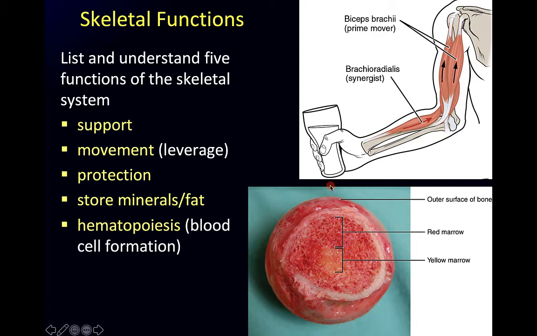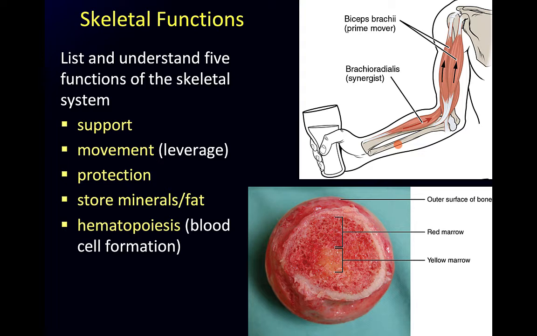We also store some fat in the yellow bone marrow. So our bones can actually store fat inside of them. Even bones like our radius and ulna of our antebrachium, which seem relatively small, if you slice into those, you're going to find fat inside of the hollow spaces.